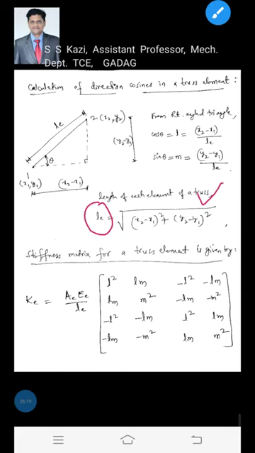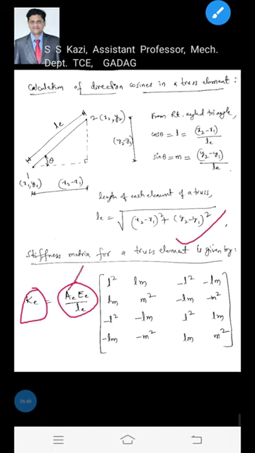If the coordinate values are known, we can find out the L and M direction cosines, and also the length of the element of a truss structure. To generate the stiffness matrices for all the elements of a truss structure, we should use the formula to find the stiffness matrix for an element, that is given by AE by L.